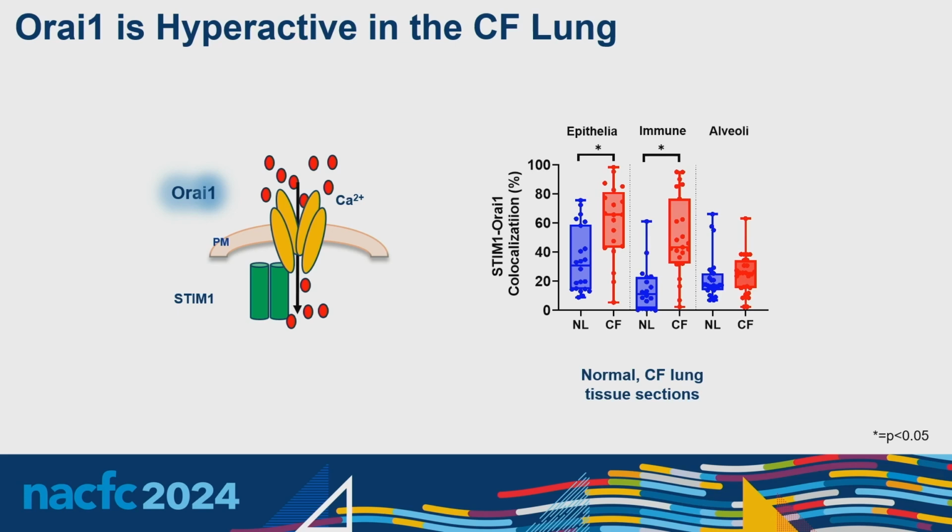So we took lungs from normal and CF patients and measured for this co-localization of STIM1 and ORAI1 within these lung tissues. And we saw within the epithelia and immune cells of CF, there is an increase of this STIM1 ORAI1 co-localization, where CF disease is present. However, we did not see co-localization of STIM1 and ORAI1 in the alveoli, where CF disease is not present. Therefore, this suggests that ORAI1 is hyperactive in CF lung, and not in the data that I'm showing today.